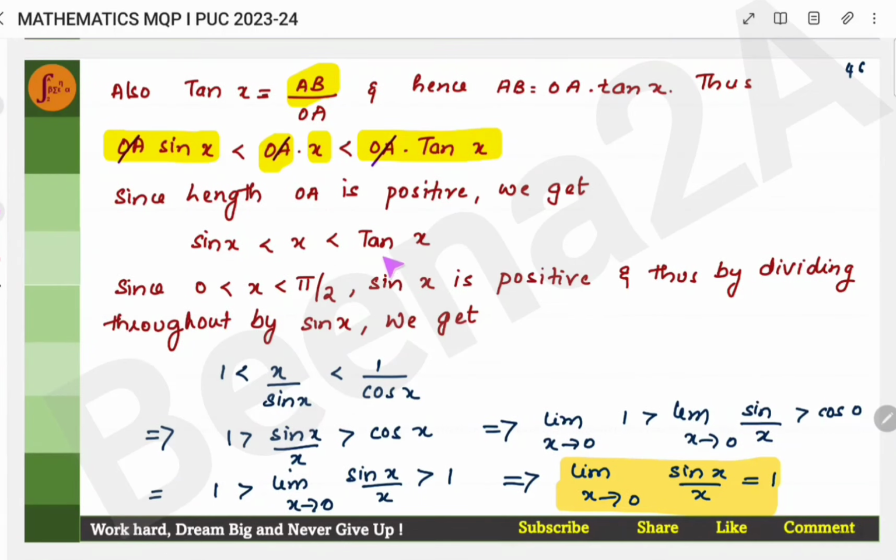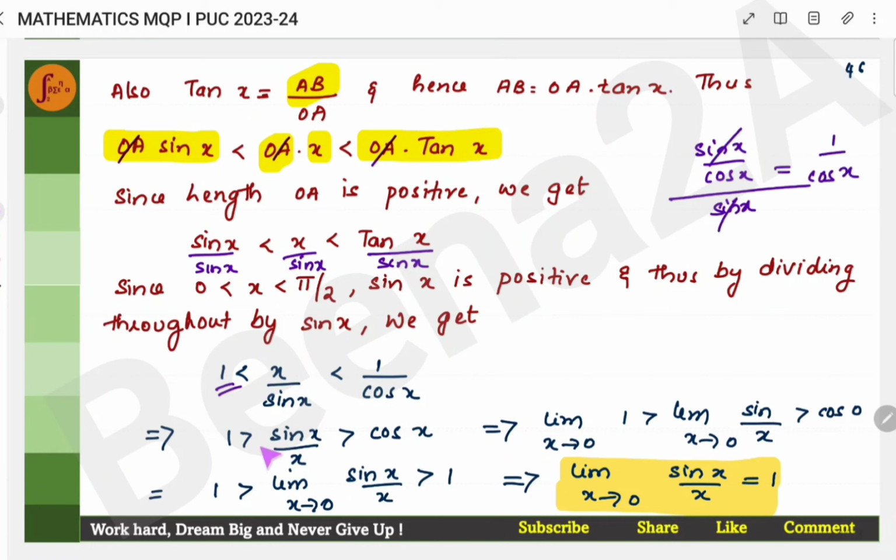So now we divide this entire expression by sin x, right? Sin x by sin x, x by sin x, tan x by sin x. Sin x by sin x will become 1, and tan x by sin x will become 1 by cos x. What is tan x? Sin x by cos x, and then you have by sin x. This will get cancelled, and I'll be left with 1 by cos x.